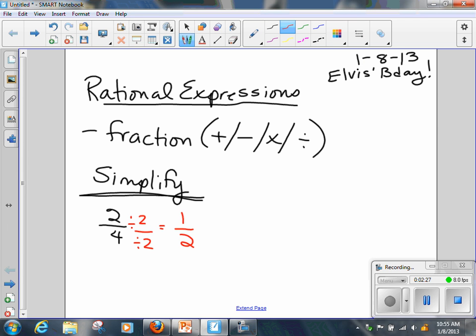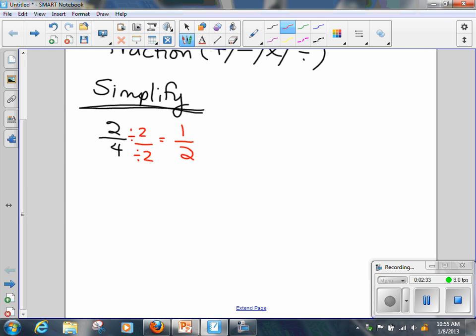What are we actually dividing by? Or, pardon me, what are we actually multiplying by? Dividing by 1.